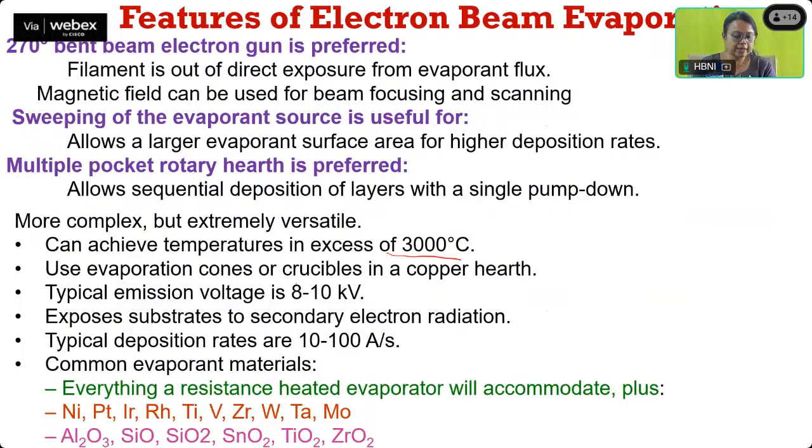And other than that, in thermal evaporation we were talking about gold, silver, tin, so low melting point materials; those we can use here also. But high melting point metals like nickel, platinum, iridium, rhodium, titanium, these things also we can evaporate and make their thin films using the electron beam evaporation technique.